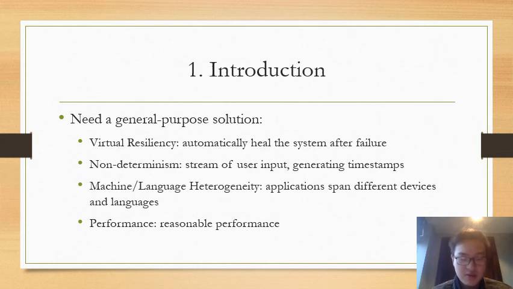The general-purpose distributed system should reach reasonable performance, even though the system supports virtual resiliency. There may be some trade-off between performance and supporting virtual resiliency, but the performance should be reasonable. You do not want your application to be virtually resilient but really slow.